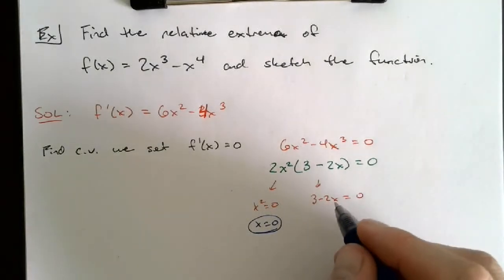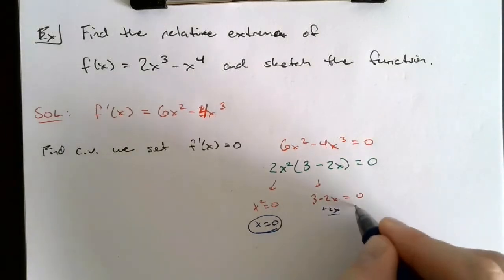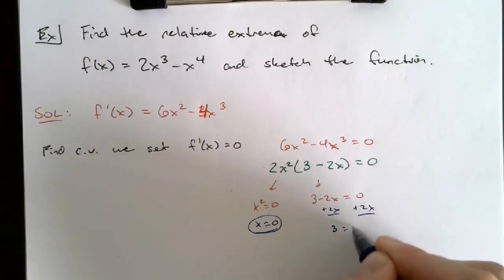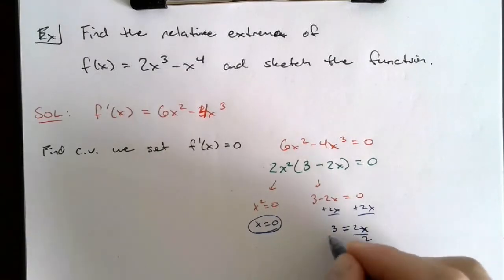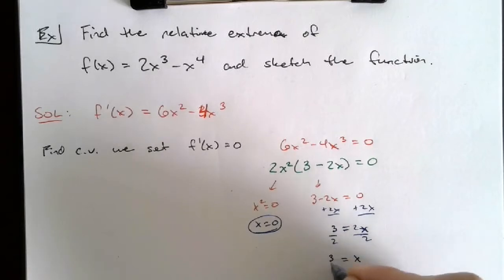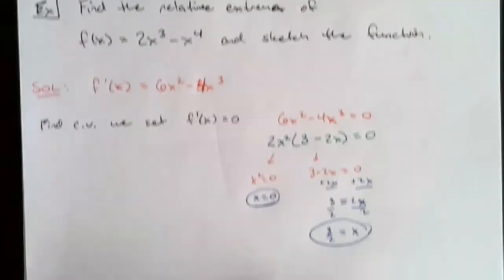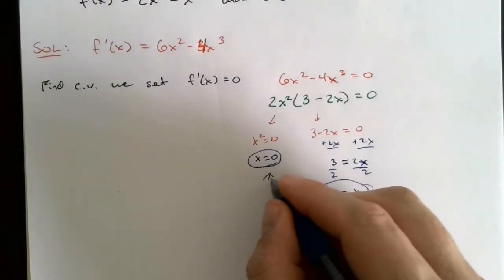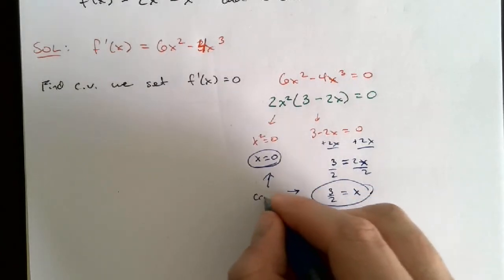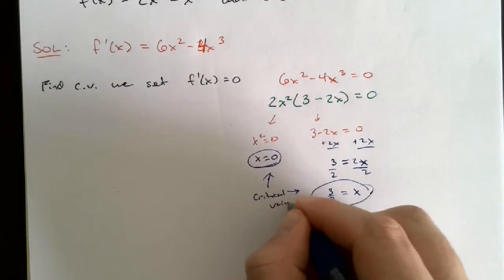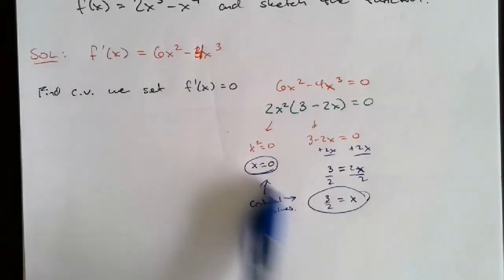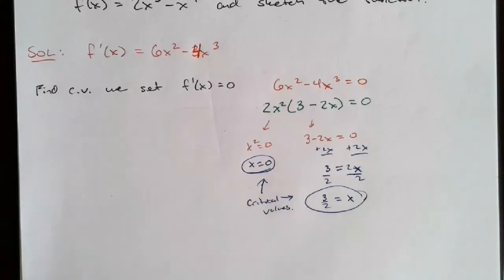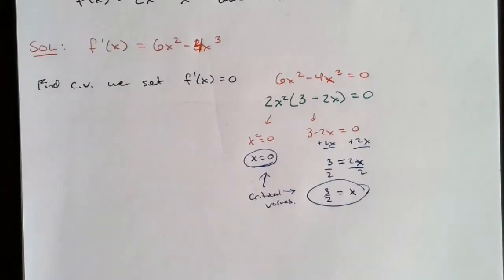Here, to solve this, I'm going to add 2x to each side. So I end up with 3 equals 2x. And remember, you're trying to solve for x, so we're going to divide by 2, and I end up with x equals 3 halves. These are the critical values, right? That's what we are trying to find. Critical values occur when f prime of x equals 0. These are the x values that make that 0, or where f prime of x is undefined. In this case, there are no problem points, so it's defined everywhere.